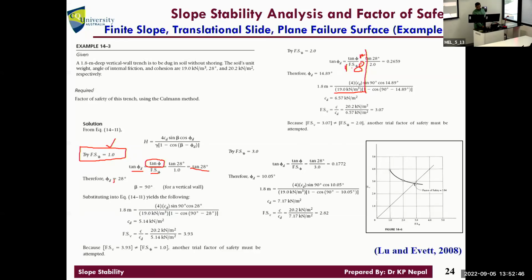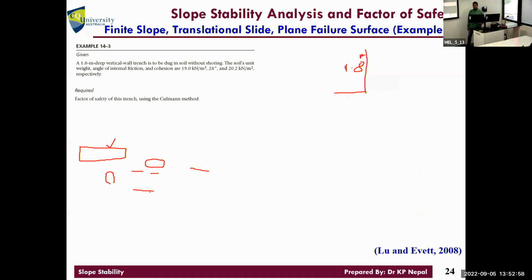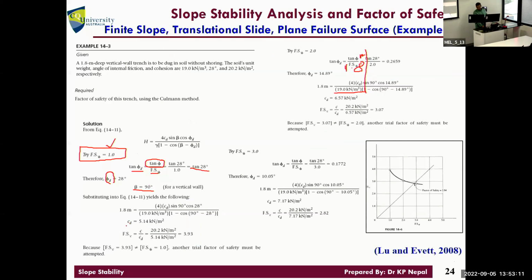So if I use phi D equal to 28 now, because that's the same, yeah? So now beta is 90. Why is beta 90? Vertical, yeah? The slope angle from the horizontal to the slope is 90 degrees, isn't it? That's beta is 90. Then you calculate the critical height here. All right, so you calculate the critical height, which is 1.8. Calculate back CD from the second equation. And then you calculate the factor of safety for C, that's a 3.